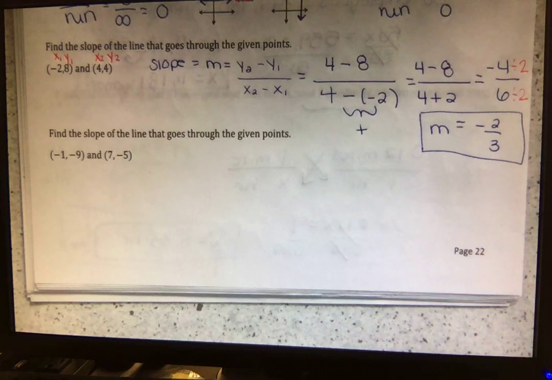All right, I want you to try the next one by yourself. Find the slope, (-1, -9) and (7, -5). Find the slope between those 2 points.